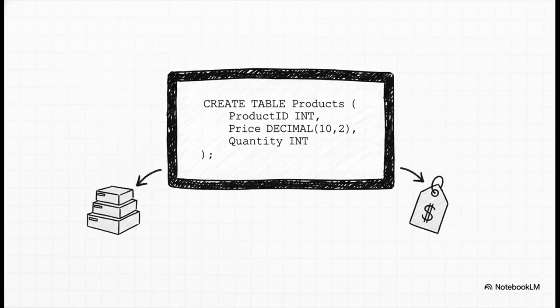Let's see what this looks like in the real world. This little snippet of code is SQL, which is the language we use to talk to databases. We're creating a blueprint for a products table. We're telling it the product ID and quantity have to be whole numbers, so int, and that the price must be a decimal that can handle dollars and cents precisely. It's clean, it's clear, and it's super efficient.